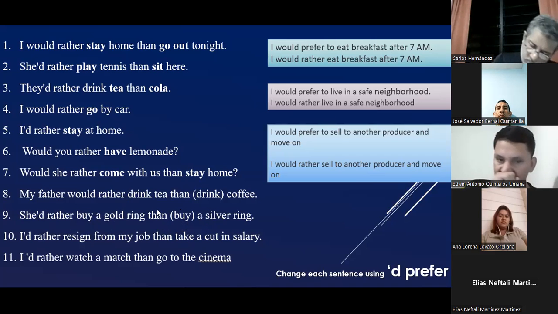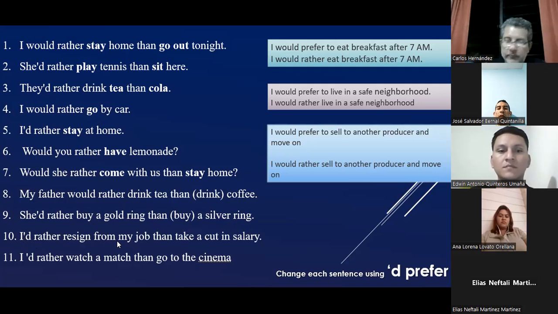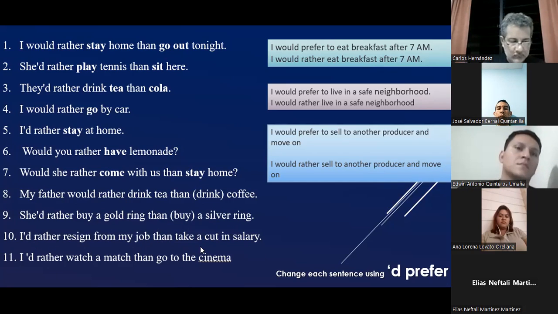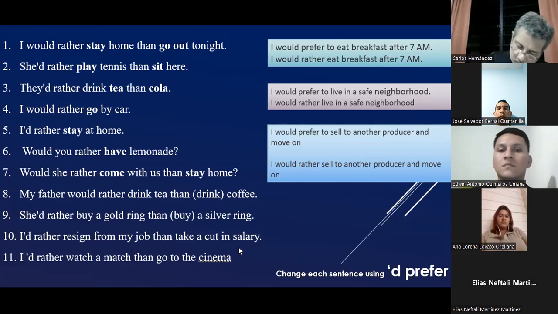And it will be okay. Then a silver ring. Number 10, I'd rather resign from my job than take a cut in salary, okay? Than take a cut in salary. I think everybody would rather, right, this. So would prefer not to take this cut on salary, right?